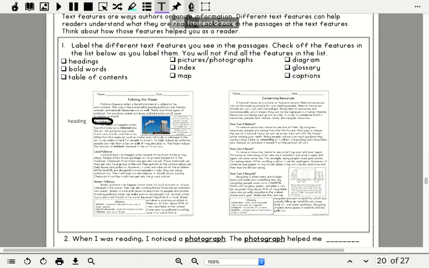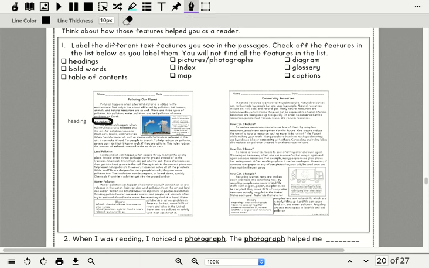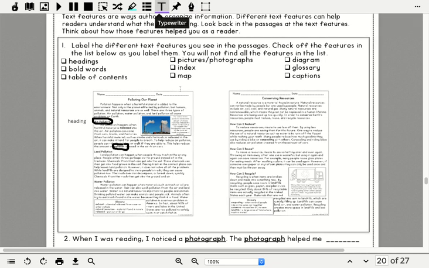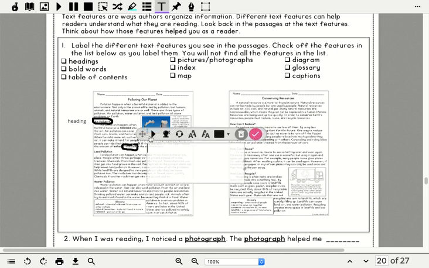This next one says bold words. Okay, we have a couple bold words in our stories. So one of the ones that I see is right here. It says exhaust. Oh, that's not what I wanted to do. There. Okay, now I need another. There we go. And so that is going to be my bold words.